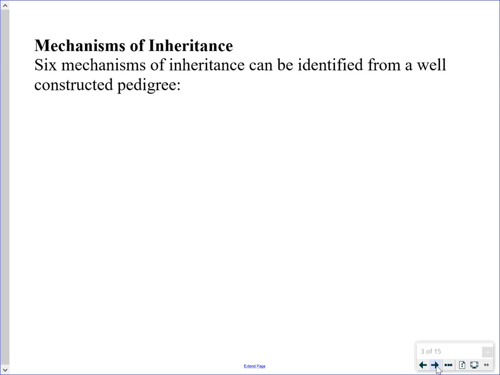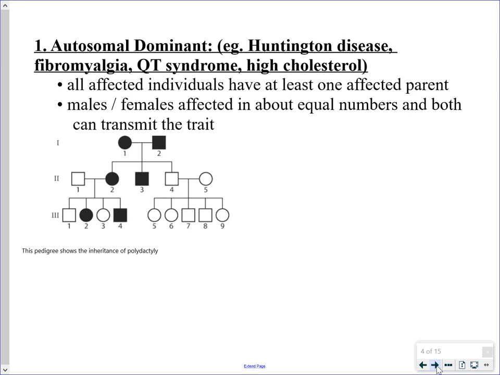So mechanisms of inheritance: how the trait is passed on from one generation to the next. We will be taking a look at 6 of these. The first one is autosomal dominant. Remember that the term autosomal means that, in terms of human chromosomes, we're talking about chromosome pairs 1 through 22. Pair number 23 are the sex chromosomes. That's going to be a different mechanism of inheritance.